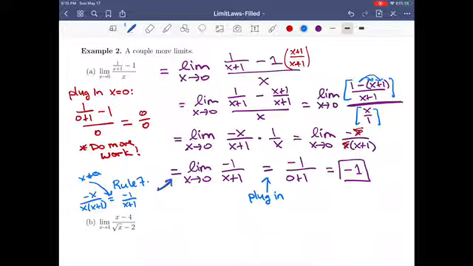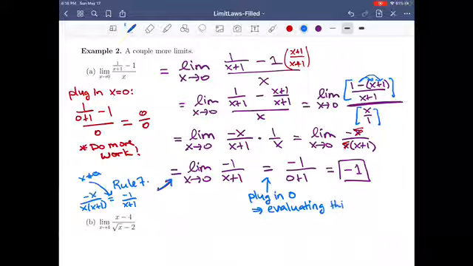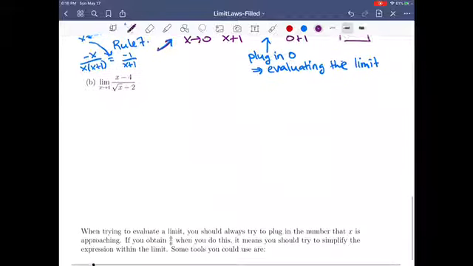So we plugged in 0, which means that we're actually evaluating the limit. So that's when the notation goes away. But you have to keep it until that point. Okay, let's try another one.